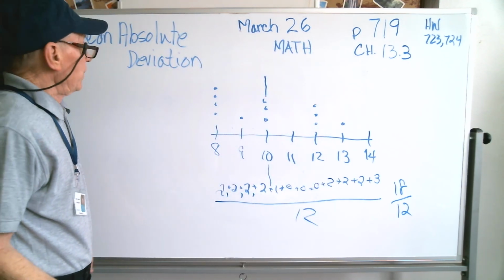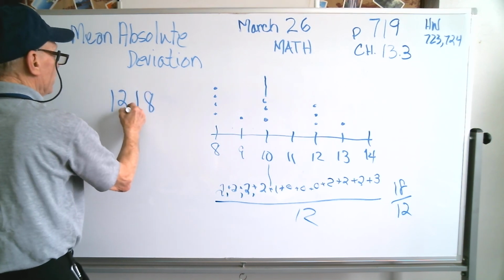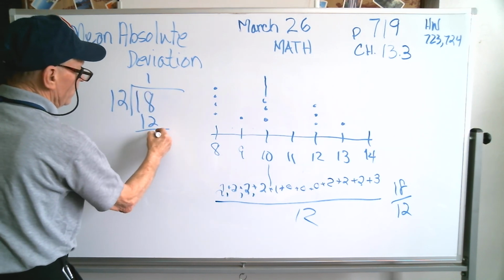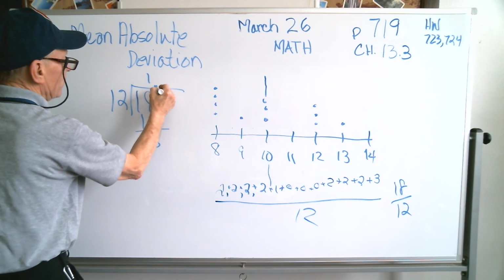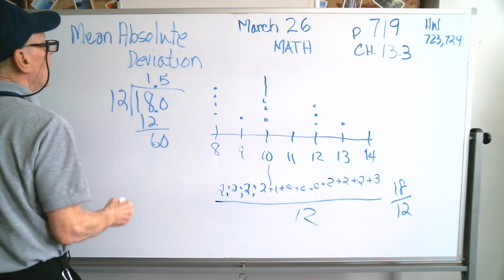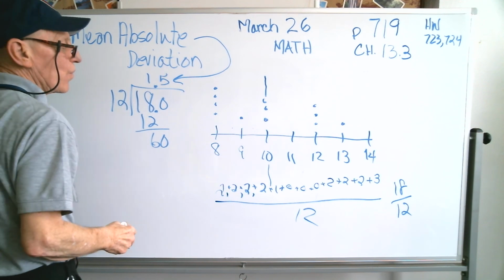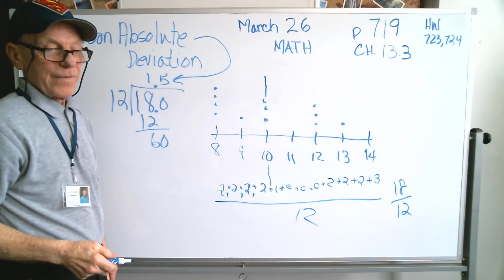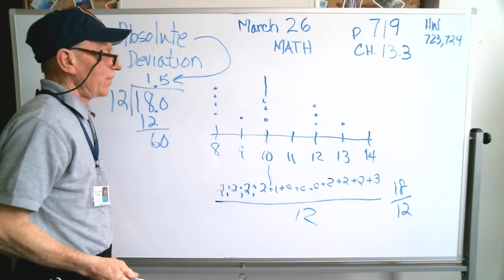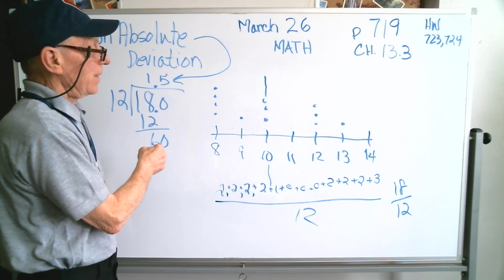And now we just do the division. 18 divided by 12. 12 goes into 18 once. There's our 12. We got a 6. We're going to add a 0. 12 goes into 60 5 times. So our absolute mean deviation is 1.5. So the average distance from this point here is 1.5.